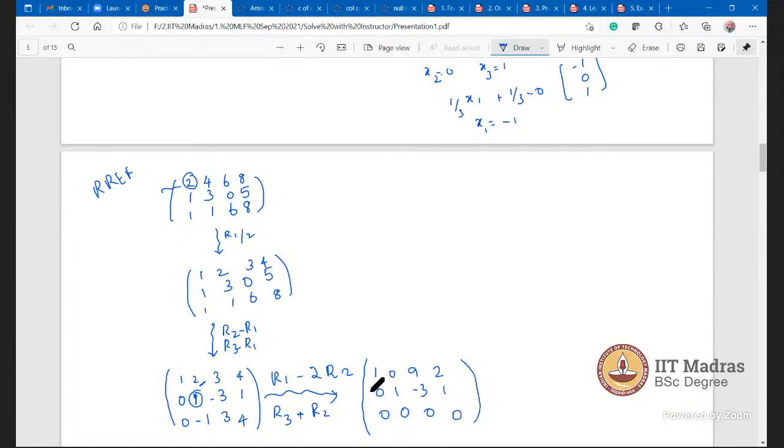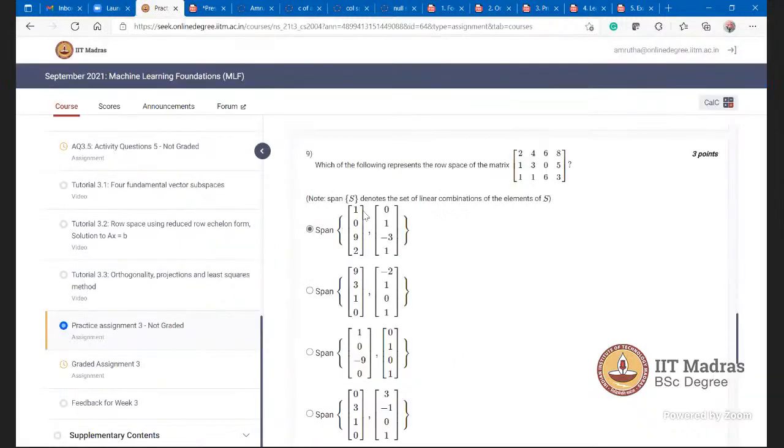I made any mistake. So this is what happens. If you do it like this, you will get a reduced row echelon form, which is giving you this span. Why this span is important is that in this reduced form, you will get a unique solution.